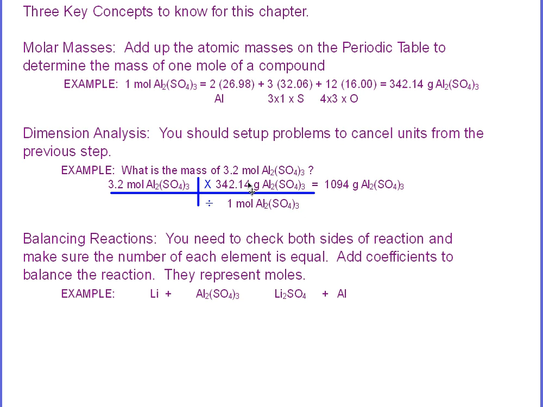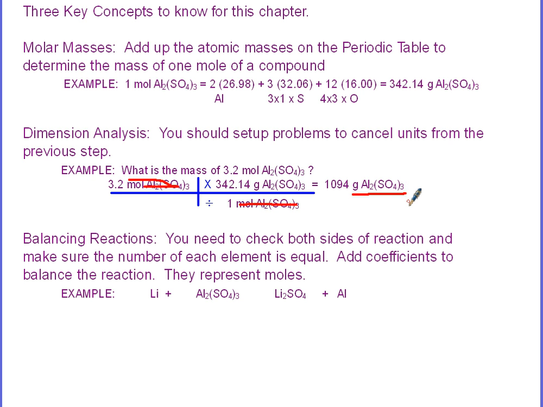Now this ratio, this setup, I did this work above. I found out that 1 mole of aluminum sulfate was 342.14 grams. So I could say 1 mole can be converted into grams using this number. So the units for aluminum sulfate and moles cancel out, but the grams are left behind, and that's why our answer still comes out in grams of aluminum sulfate.